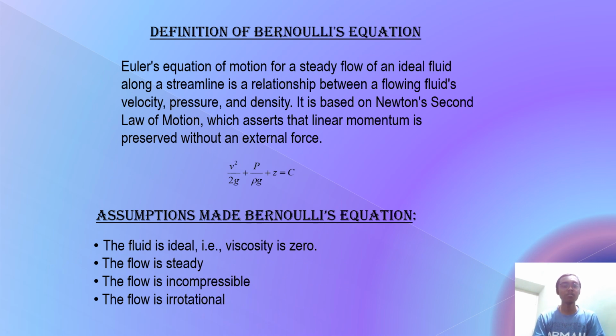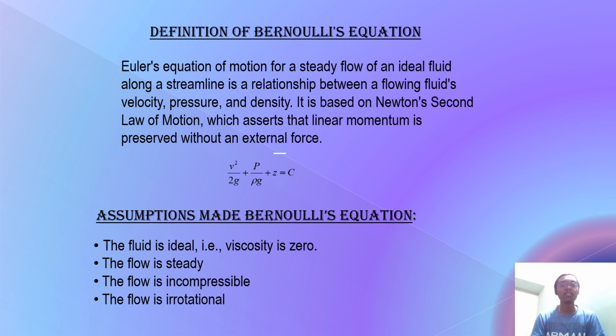Next we move on to Bernoulli's equation. The Bernoulli's equation, or Euler's equation of motion for a steady flow in an ideal fluid along a streamline, is a relationship between the flowing fluid's velocity, pressure and density. It is based on Newton's second law of motion, which asserts that linear momentum is preserved without an external force.